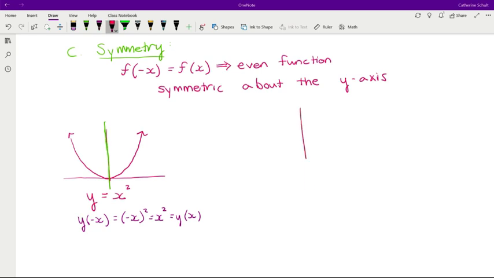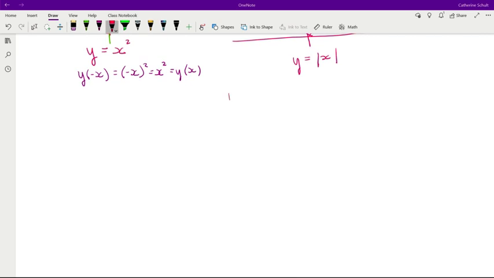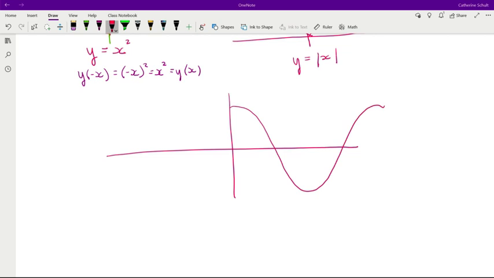Other examples, something of similar shape is the absolute value function. That's also an even function. It's also symmetric about the y-axis. And another one from trig is the cosine function. Right, that's one period, and then on the other side, it looks exactly the same. And we know from our trig class that if we were to plug in negative x into cosine, we would get the same value. Okay, and we can see that right here too.